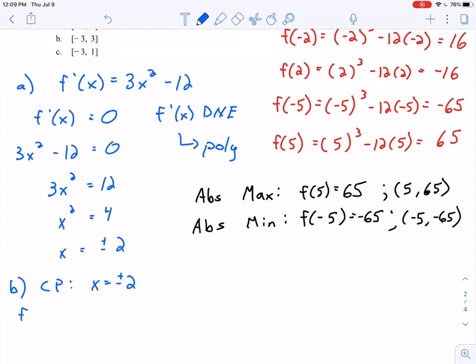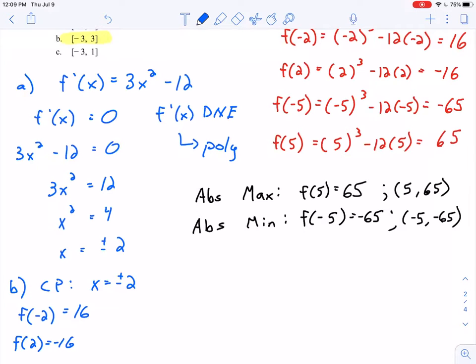So what did we say? We said f of negative 2, that was equal to 16. F of positive 2, that was equal to negative 16. I'm just now going to take the two endpoints that I'm looking at, which are negative 3 and positive 3, and plug those into my function as well.